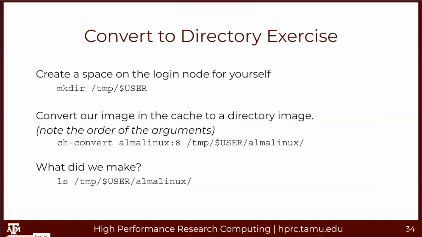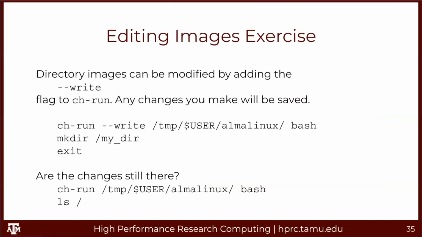Why don't we try to do something with this directory format image? I said earlier that directory images are writable, so let's write to it. We need to get a container process running out of that image, and then from in the container, try to modify the image. In other words, try to modify the root file system tree from inside the container. That's what we're trying to do with this exercise.